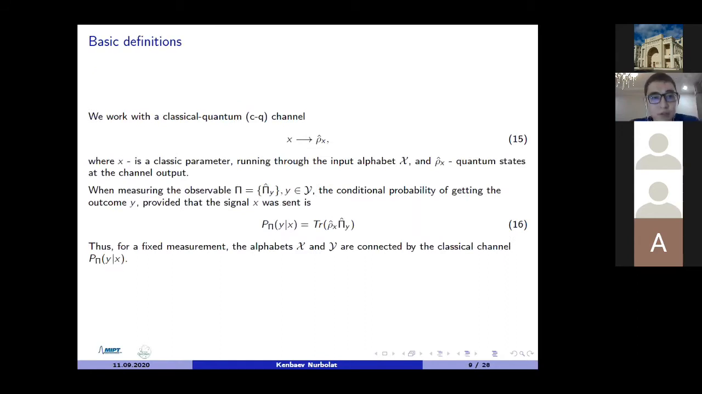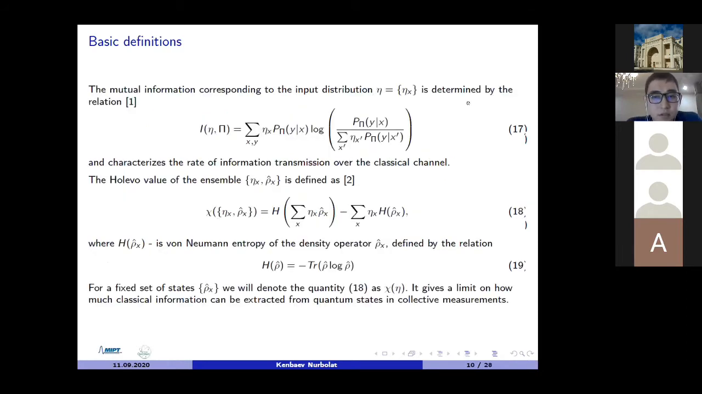Let me remind you of basic definitions. As I said before, we work with a classical-quantum channel, which has classical signals at the input and quantum states at the output. And when we measure these states with observable pi, the probability of the outcome y, provided that the signal x was sent, is given by this formula. Thus, for a given measurement, the alphabets x and y are connected by the classical channel. The mutual information for this channel is given by this formula. Mutual information characterizes the rate of information transmission over the classical channel.